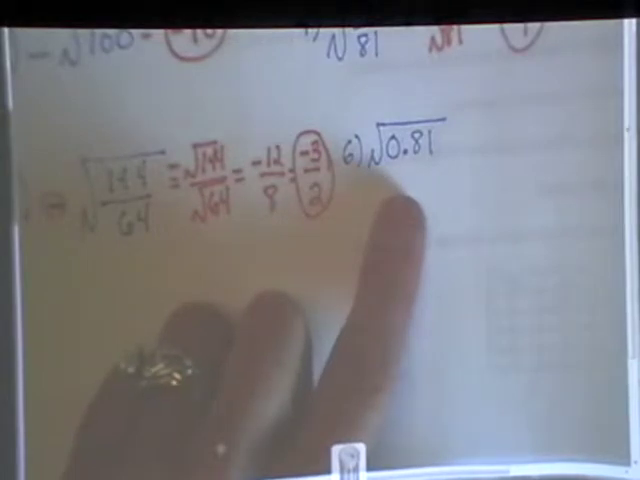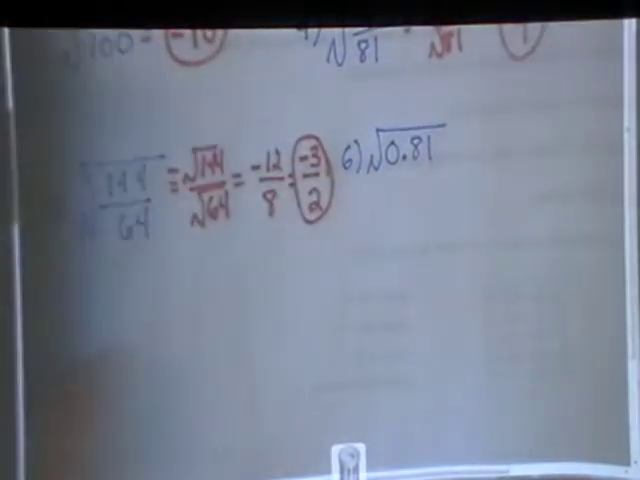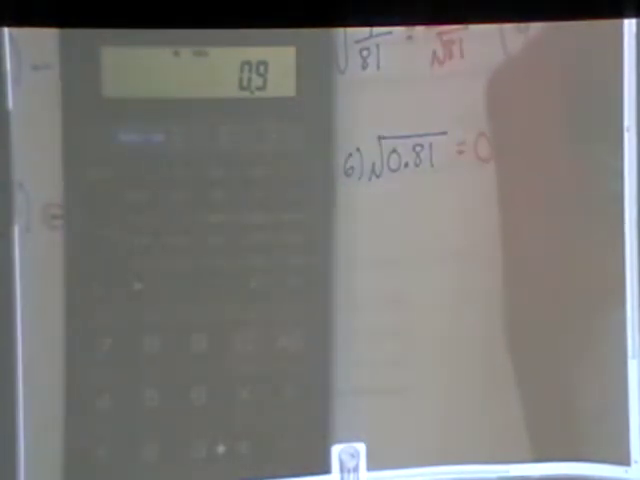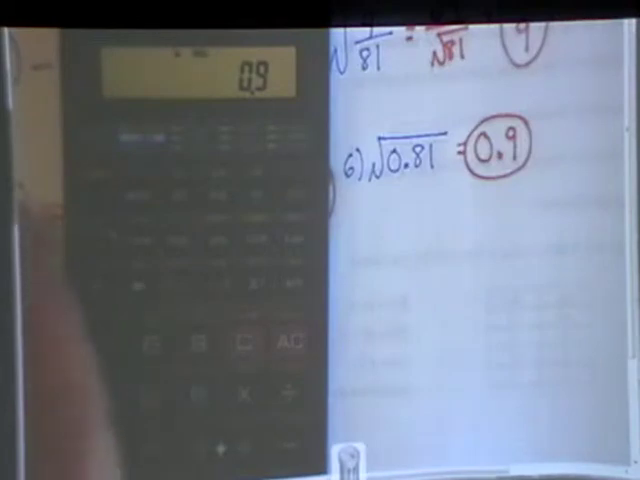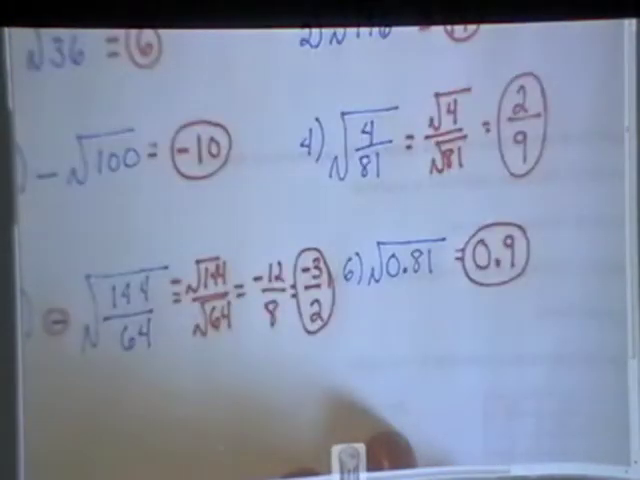Okay? Alright, number 6. Let's take the square root of 0.81. Now, on the decimal, let's just go ahead and type it into our calculator. It'll be easier. So type 0.81. Now hit your shift square root, and you get 0.9. Alright? So again, when you get your classwork, if you get stuck, this is examples 1 through 12.